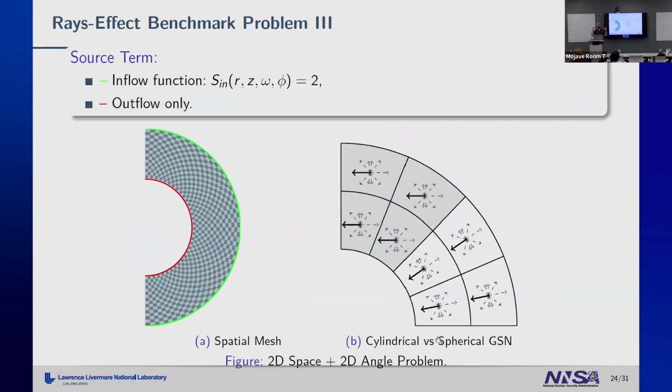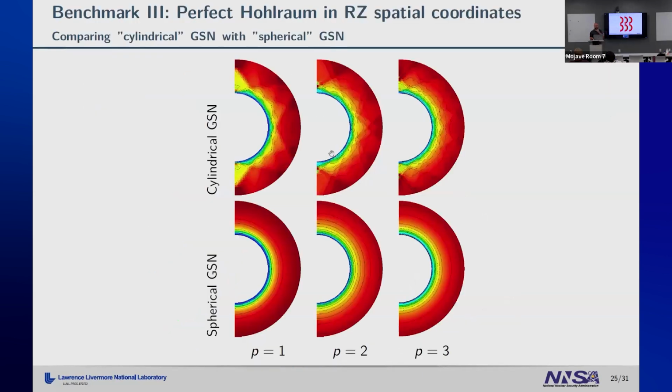So with cylindrical, we have the polar axis always pointing at the axis. Whereas if we do spherical GSN, the origin of the polar is going to point at the origin of the mesh, which is down here, right? So if we compare here, again we have some similar results as previously. We see that cylindrical GSN doesn't do the trick. We observe some fairly strong ray effect, but with a spherical GSN, we observe a perfectly symmetric solution.